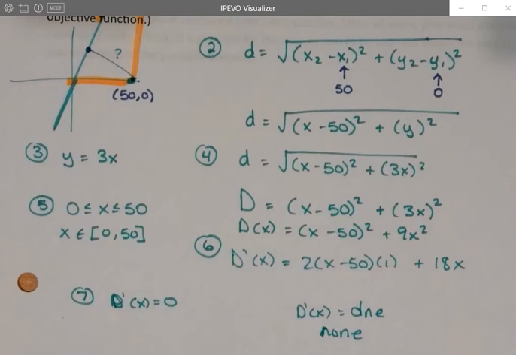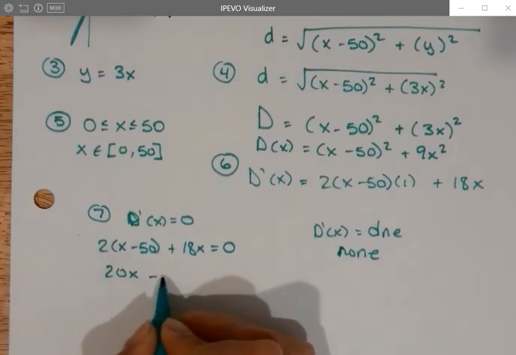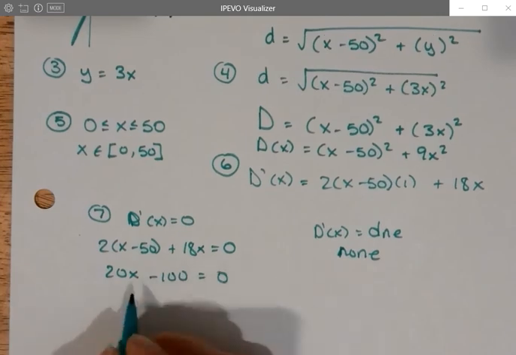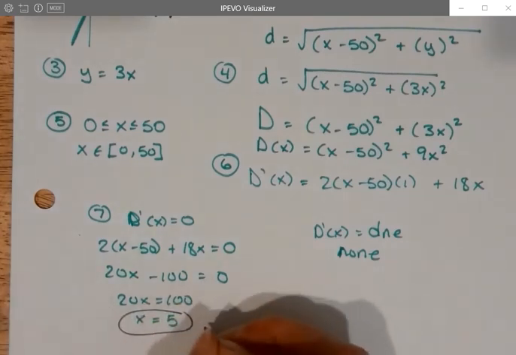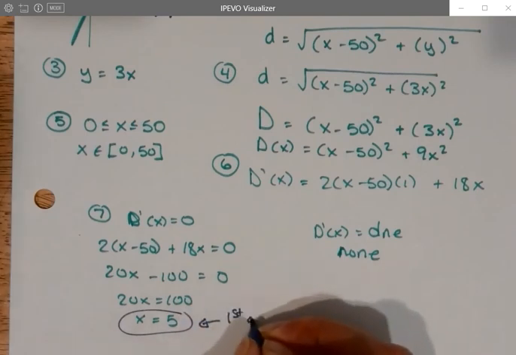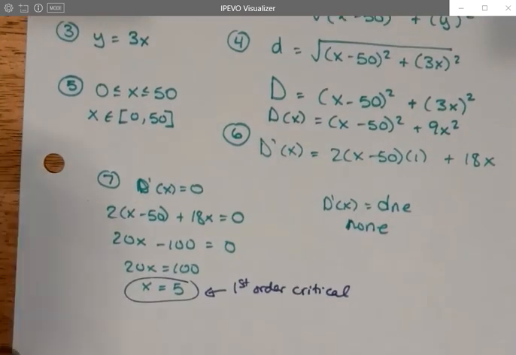So we don't have any places where the derivative fails to exist, but we will have places where it is equal to 0. So 2x minus 50 plus 18x equals 0. That gives us 20x minus 100 equals 0. So that's 20x equals 100, and that gives me x equals 5. I only have one first order critical value here, so we're going to use that.